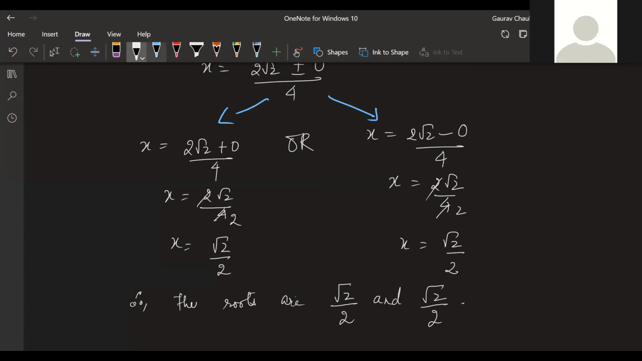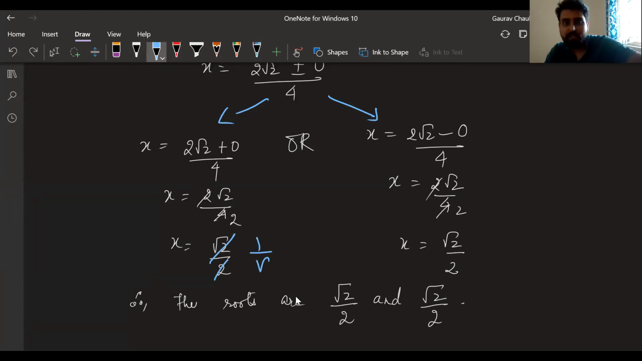Guys, if you want to simplify and get 1 by root 2, that is okay. You don't need to, because the denominator is rationalized. You can stop here. So are we good with this, guys?